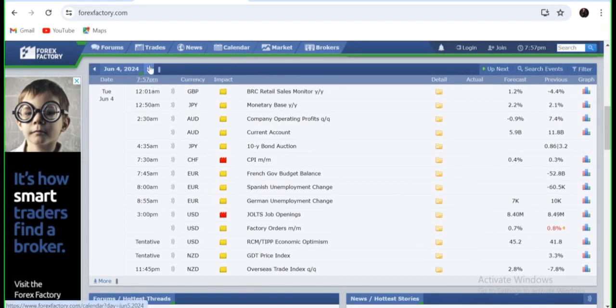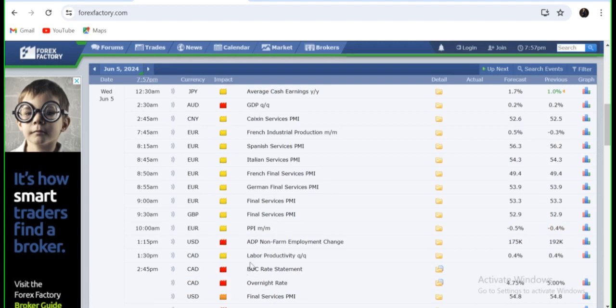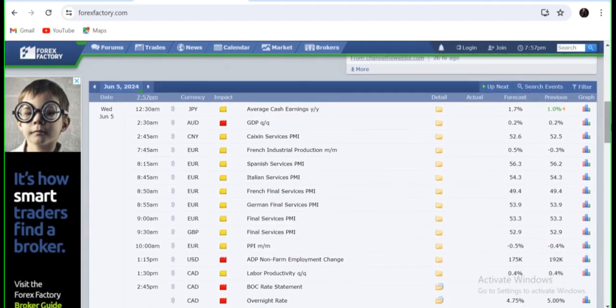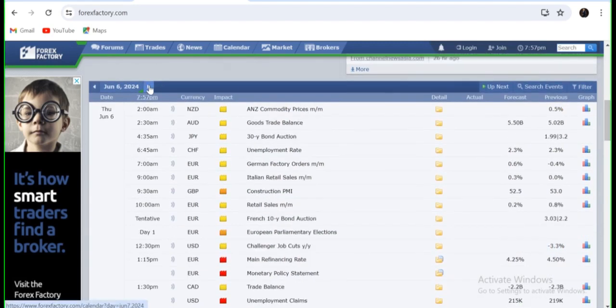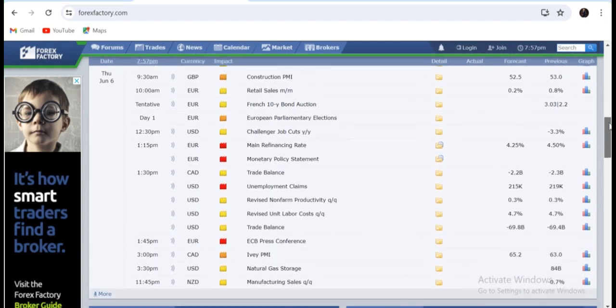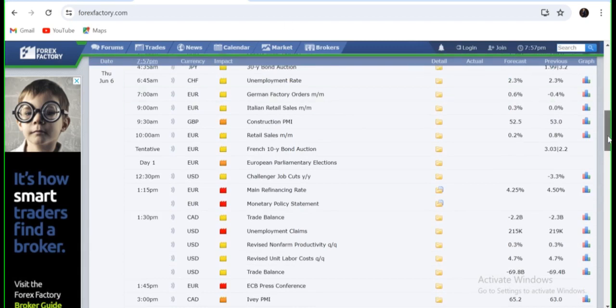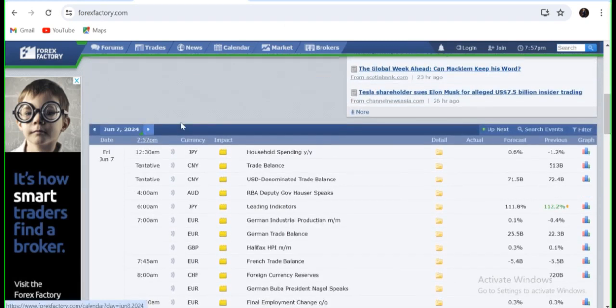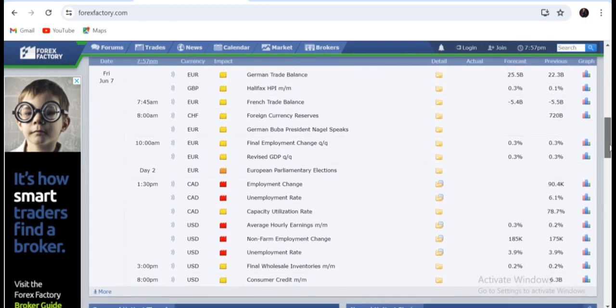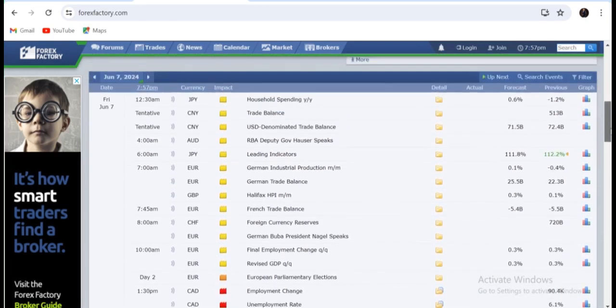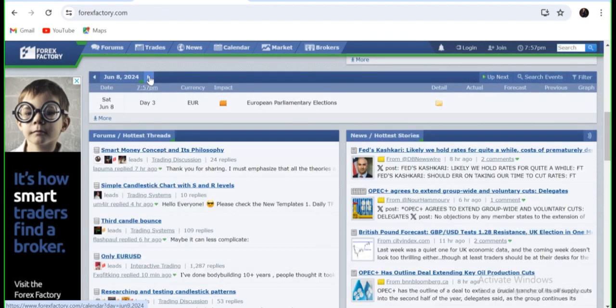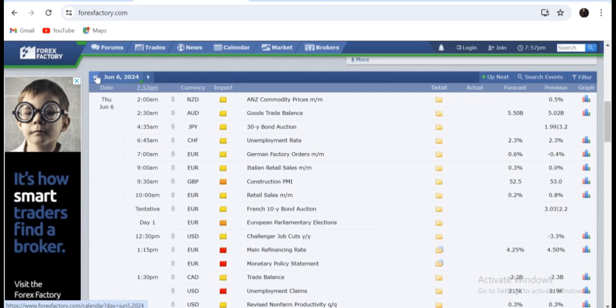3 p.m. the next day, that's Tuesday. Then we have 1 p.m. Australian dollar, 2 a.m. That's on 5th. Then on 6th we have Euro, and then USD. So we're going to be marking out the high impact news. Remember that it's very risky to trade at such times, so we'll be trading with lots of caution. Okay, so just have that in mind.